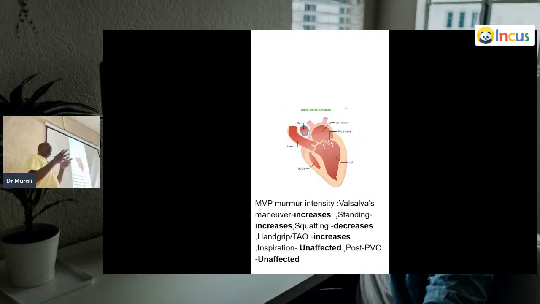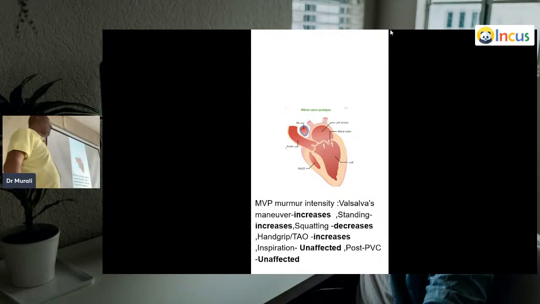Now, what is the close differential diagnosis of all these conditions? Aortic stenosis causes systolic murmur. VSD causes systolic murmur. MR causes systolic murmur. HOCM causes systolic murmur. MVP causes systolic murmur. But for the HOCM, who is the closest mimicker? Is it the AS or VSD or MR or MVP? Which is the closest fellow mimicking HOCM?